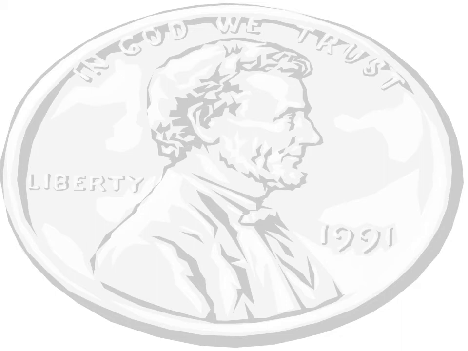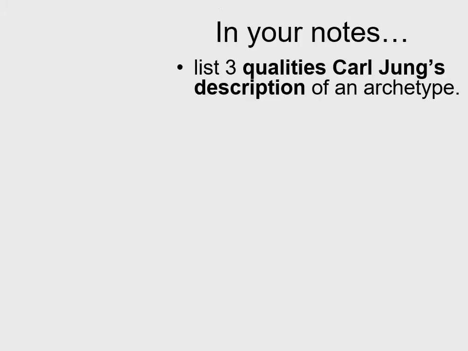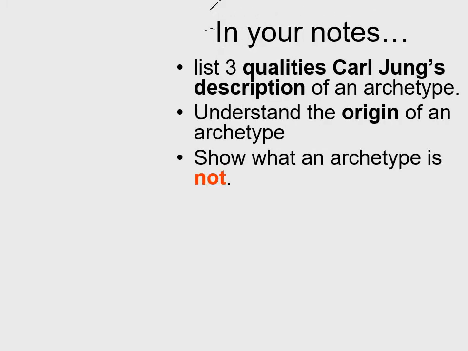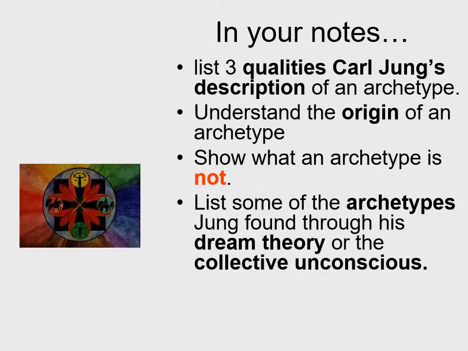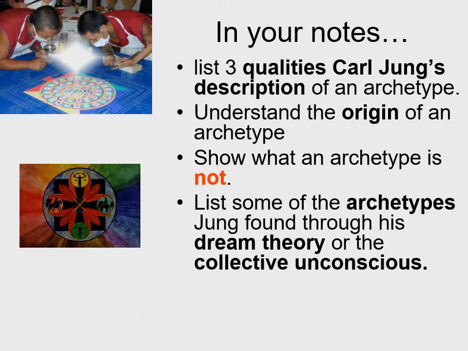In this video, we're going to clarify the terms signs, symbols, and archetypes, and then we're going to talk about Carl Jung, the famous psychiatrist, and his view of the collective unconscious, also called dream theory. In your notes, I want you to think about the three qualities of Carl Jung's description of an archetype, understand the origin of an archetype.